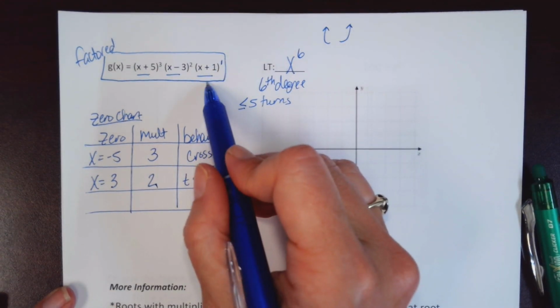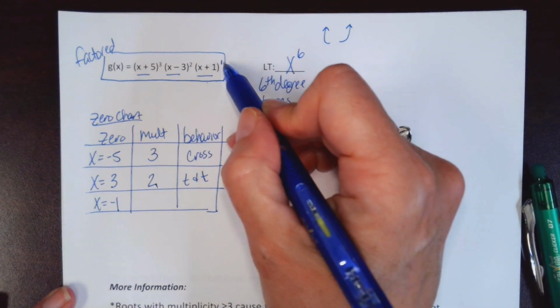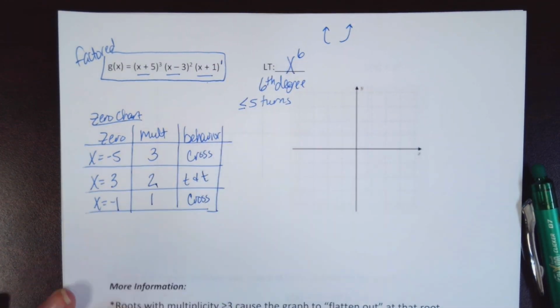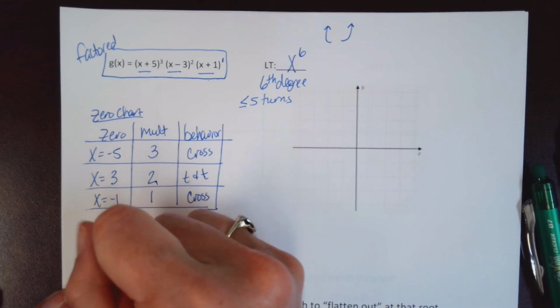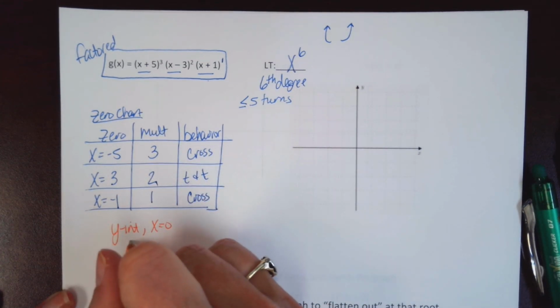x plus 1 equals 0. x is equal to -1. Exponent there is a 1. That's odd, so I'm going to cross at that x-intercept. The only other information that I need is my y-intercept. Y-intercepts happen where x equals 0.